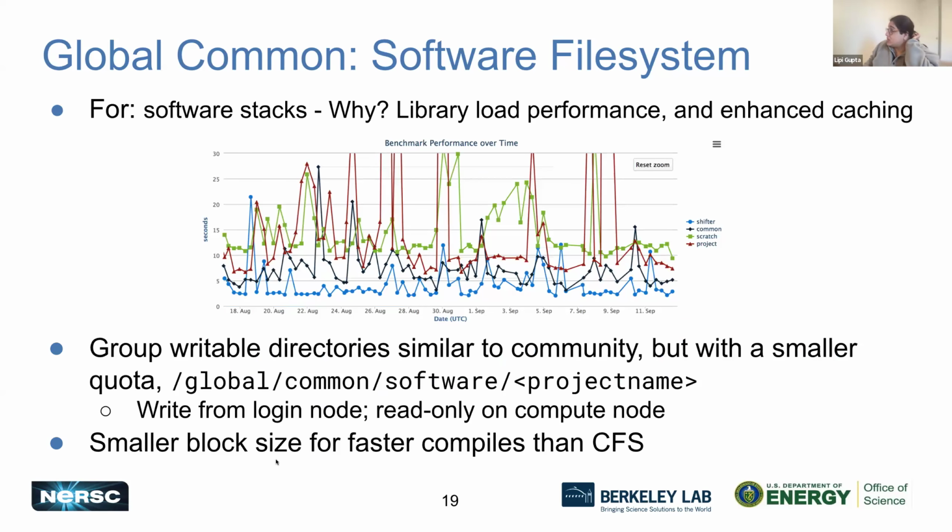Okay, so these are group writable directories that are similar to the community space, but they have a really small quota because they're really just meant for a Conda environment or some executable or something like that. And as mentioned, it's read only on the compute nodes, so you can write on the login nodes and then read only on the compute nodes, and that makes it much faster and more optimized for running performantly. So that is the way that global common software is used.